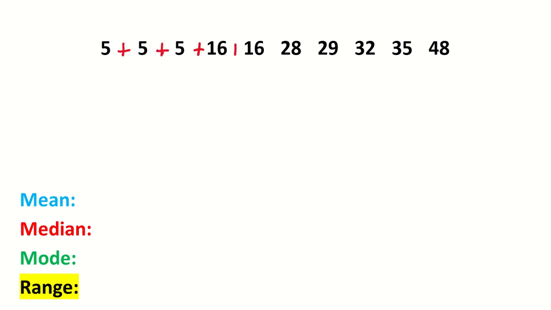So I'm going to indicate that by simply putting a plus sign between each of these numbers. And then I'm going to grab my handy dandy calculator and add everything up. So let's make sure we do it right. So we're going to do 5 plus 5 plus 5 plus 16, increased by 16, increased by 28, increased by 29, increased by 32, increased by 35, increased by 48. Now, assuming I've done my calculations correctly, that should add up to 219.